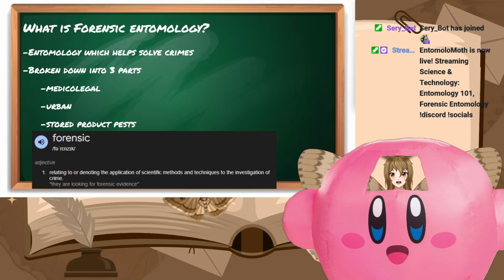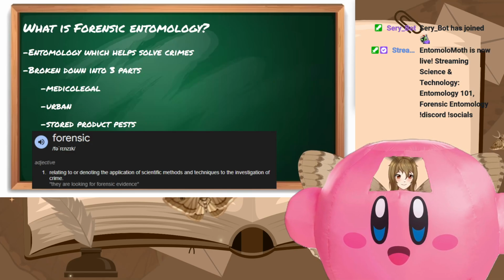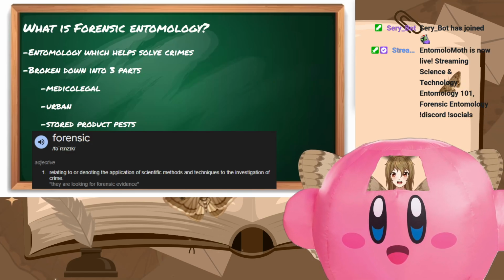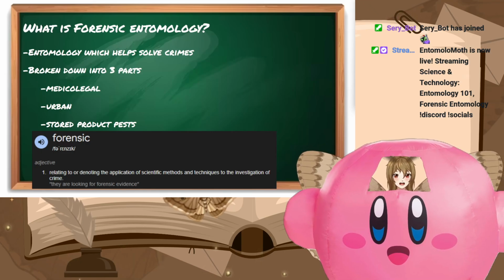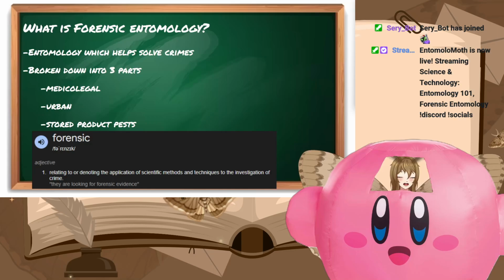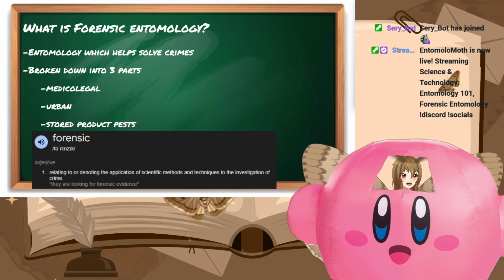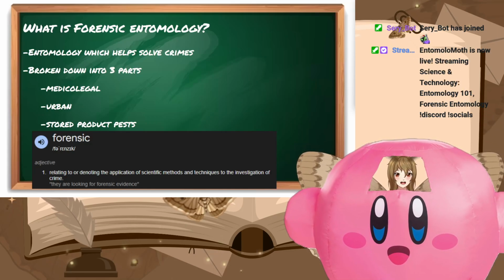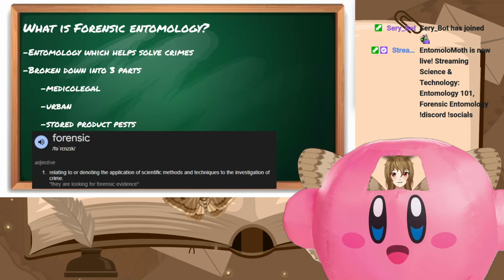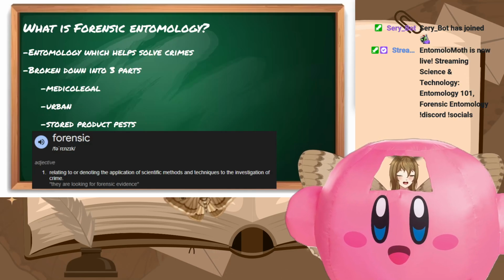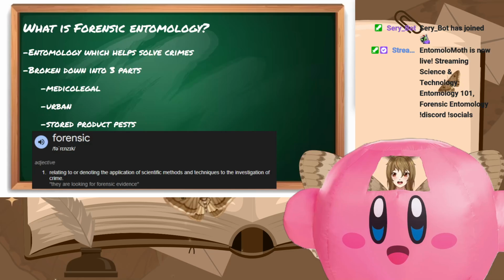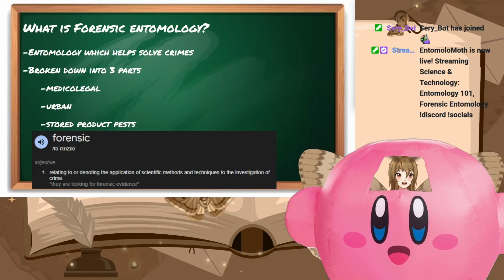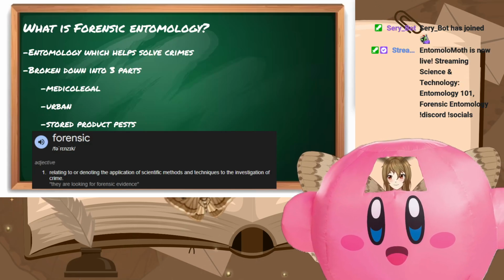Now, what is forensic entomology? It's the entomology which helps solve crimes. So if somebody gets murdered, if there's domestic violence, if something had, I don't know, termite damage, who was liable, if someone got a disease from an insect, something that could be court viable, someone who could be court liable for this. And we will get into more of these crimes.